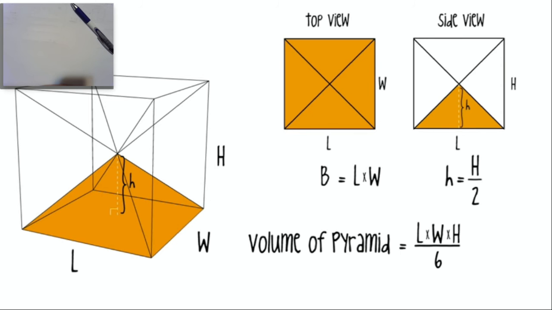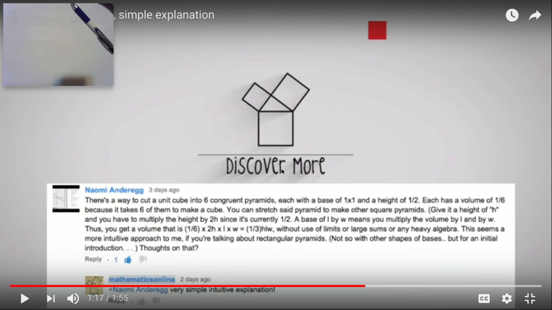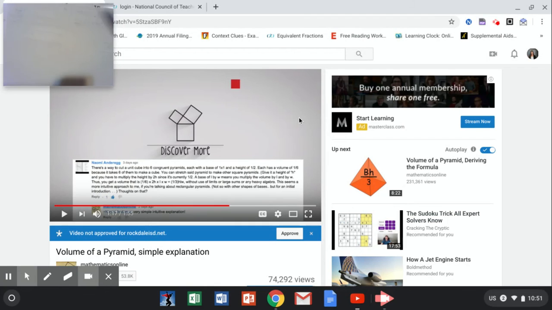What we want to do now is take a look at the second equation and solve for the height of the cube, and this is going to be 2 times the height of the pyramid. Substitute this into the formula. 2 over 6 simplifies to 1 over 3, because they can both be divided by base, length times width, and now we have the familiar formula of base times height over 3.